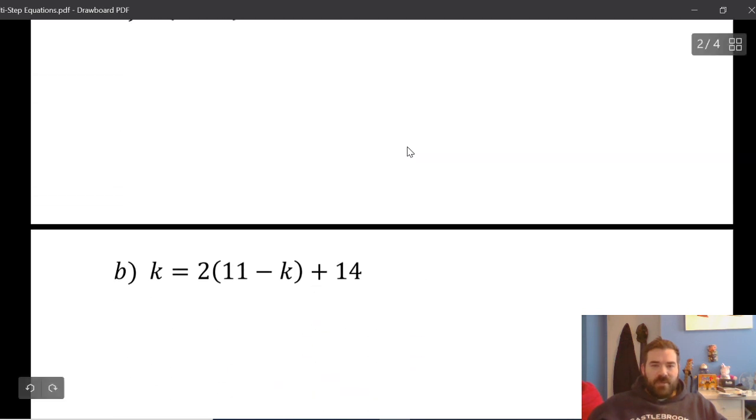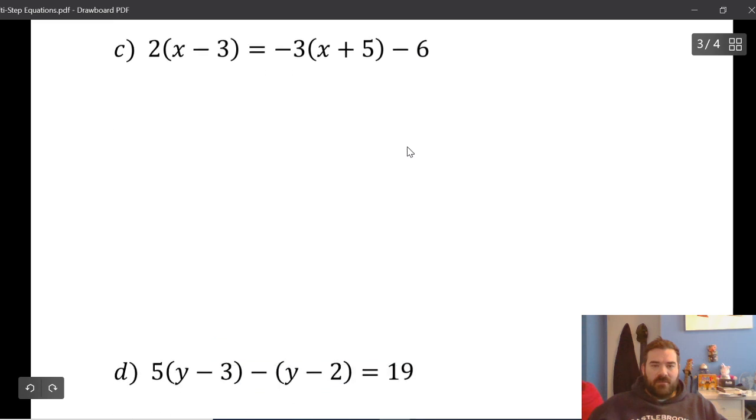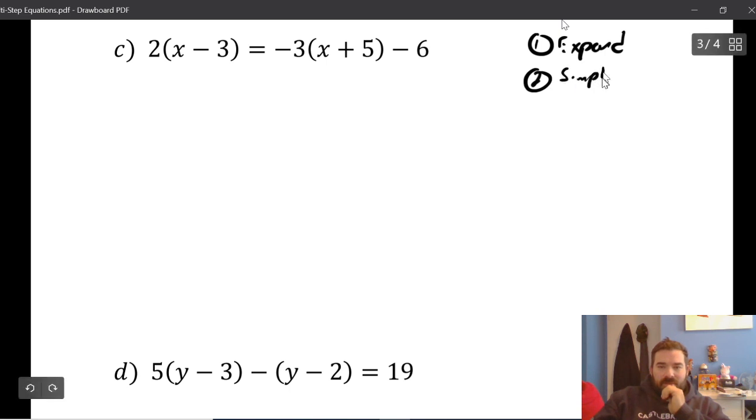Let's just jump right into a harder equation. Okay, let's try C. And in fact, let's write down our steps first. So finally we get to expand. There's definitely something to expand here. And then we're going to simplify. And then we're going to isolate.